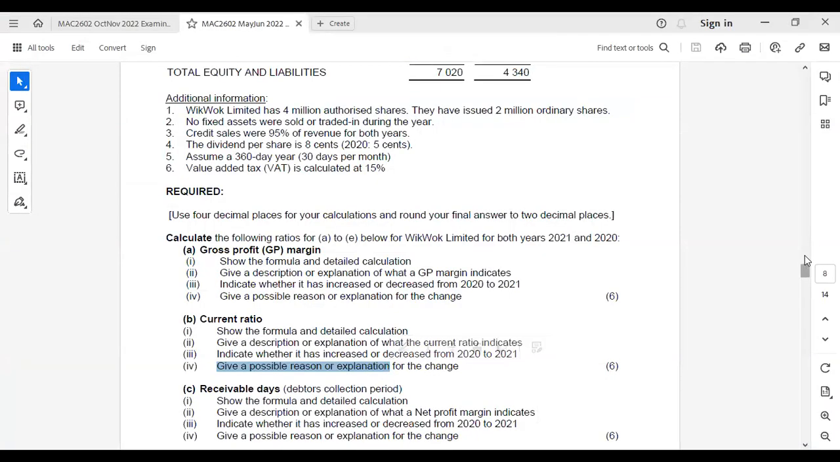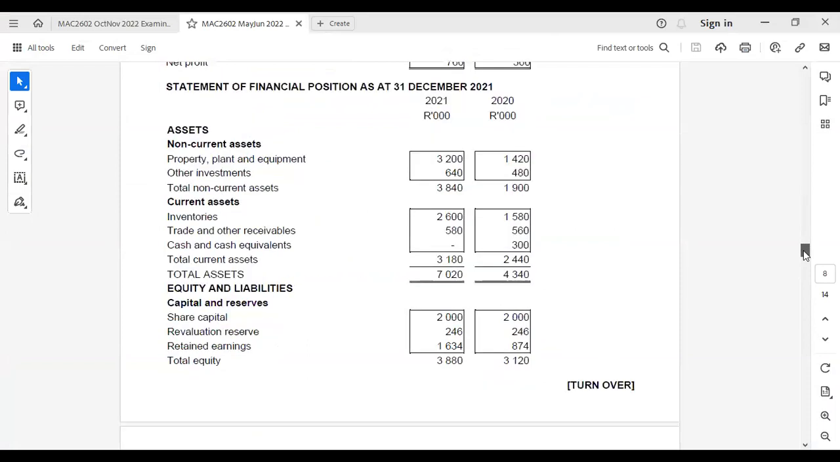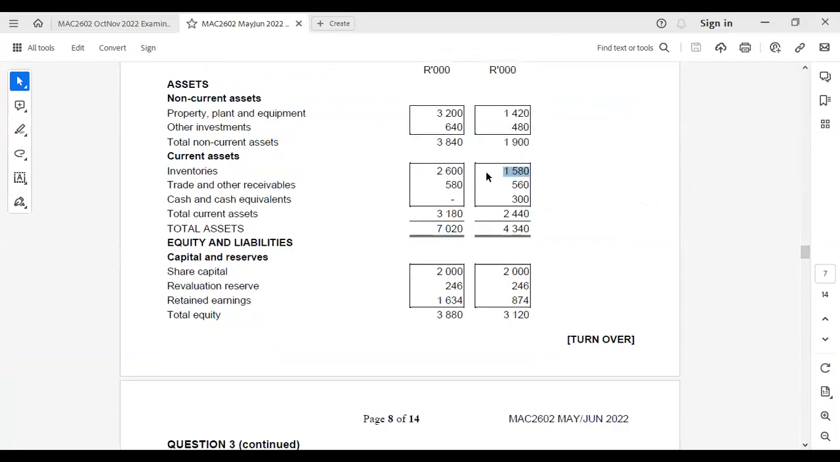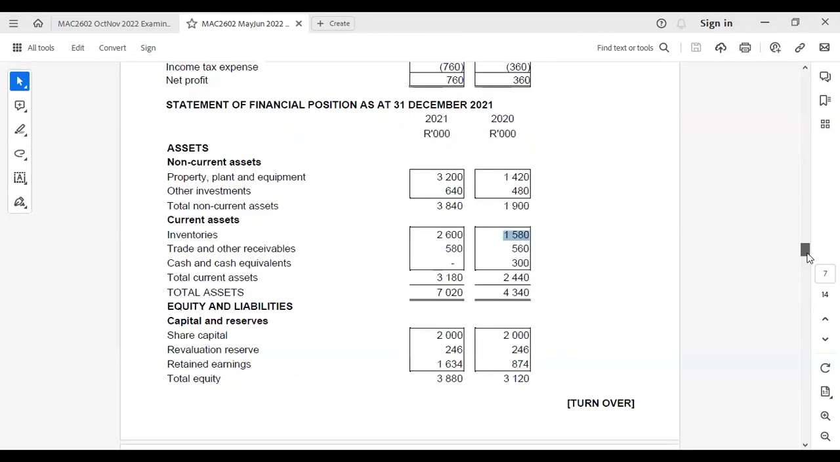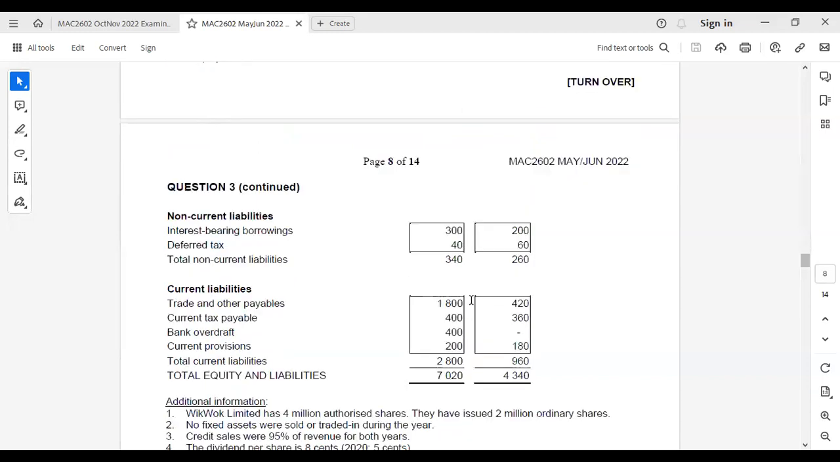Normally, to get your possible reason, you can check if there were decreases in current assets. You can see there was a significant decrease in inventory from 2600 to 1580. There was an increase, not a decrease, sorry. So we can't use that one, because we want to argue about a decrease. I think it's this one here, the payables, which moved from 420 to 1800.